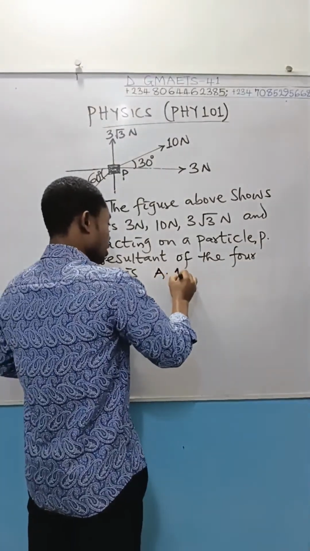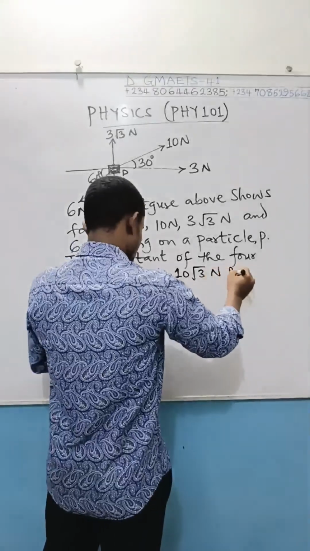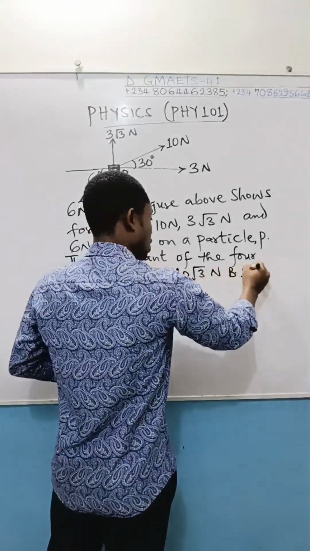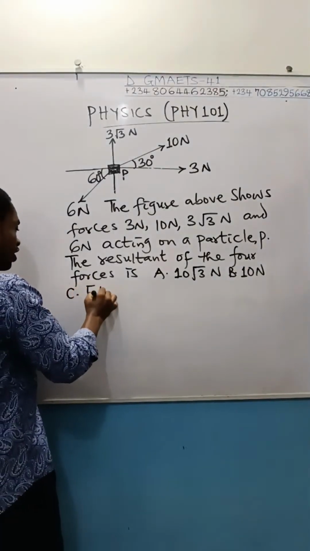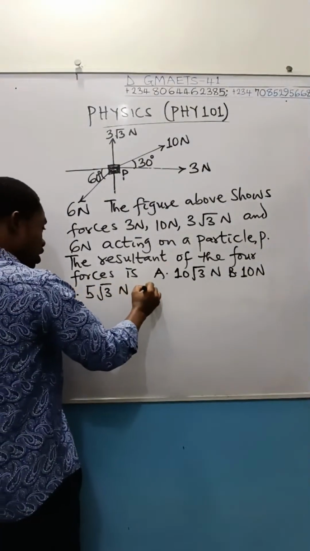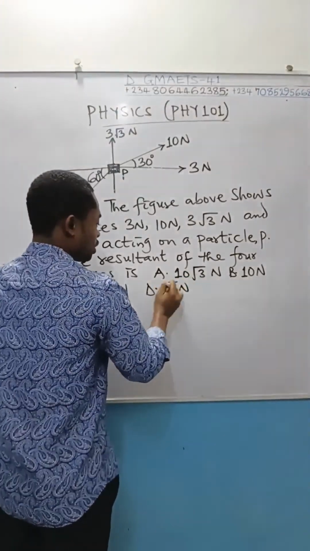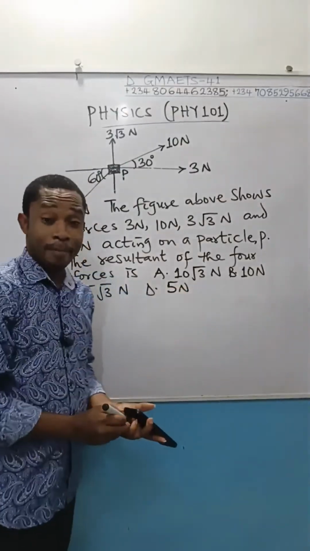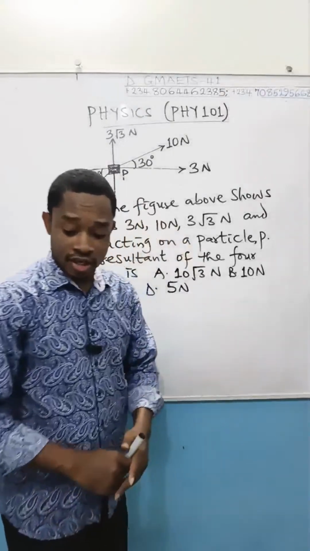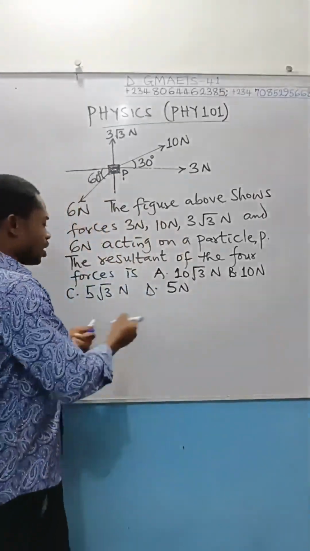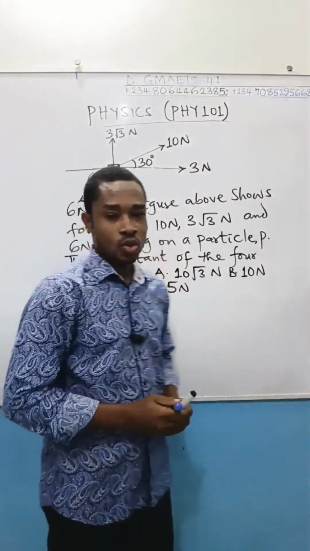Option A, 10 root 3 Newton. Option B, 10 Newton. Option C, 5 root 3 Newton. Option D, 5 Newton. This question is extracted from an exam body, JAM. At least I'm aware that UNIZIK, Nnamdi Azikiwe University, has also asked this question as well.